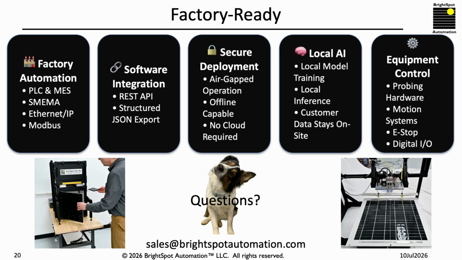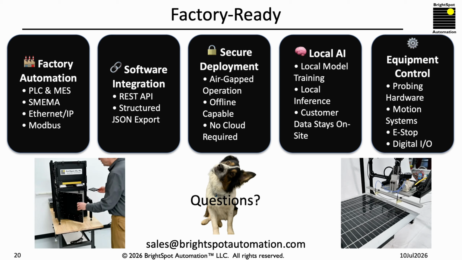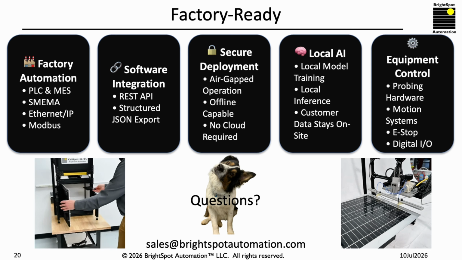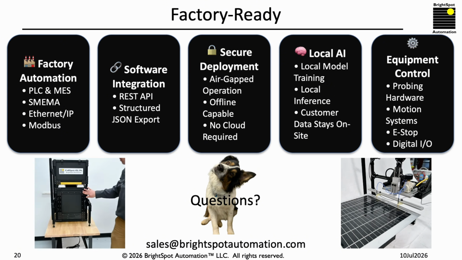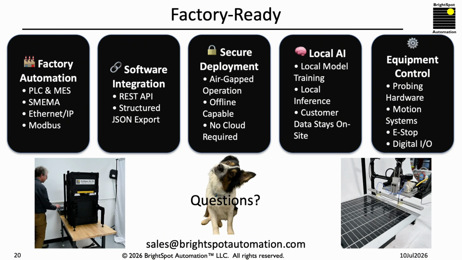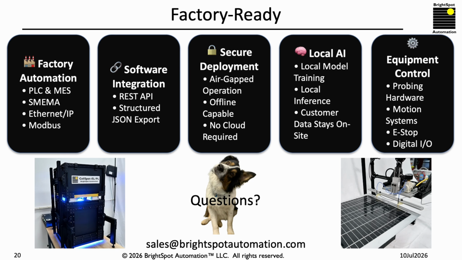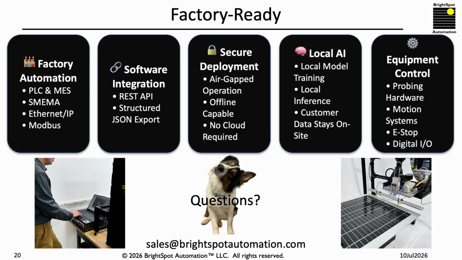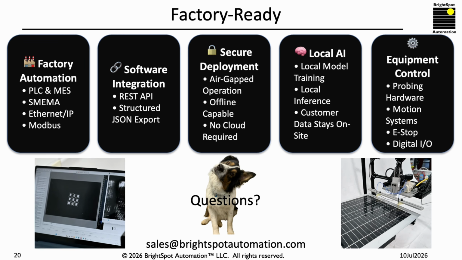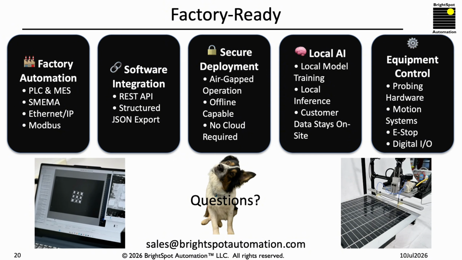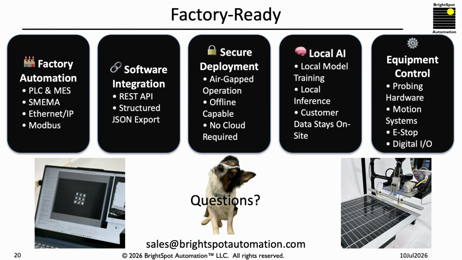In terms of automation, we have a variety of different data transfer communication approaches, different ways of integrating that software and exporting the data, different ways of securing such that no cloud connection is required, so it can be very secure. Even the training and inference of the AI model can all be done locally on site. In terms of equipment control, we can control a variety of systems such as the probing station that you see here.